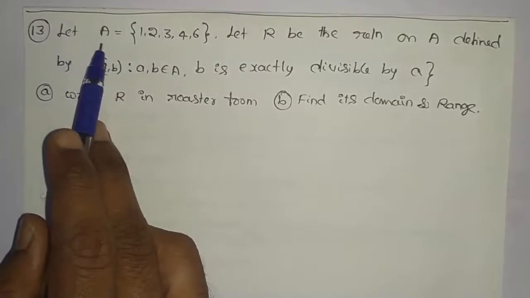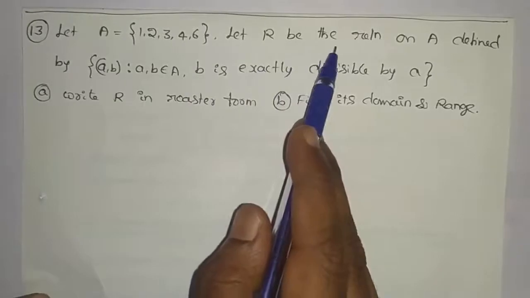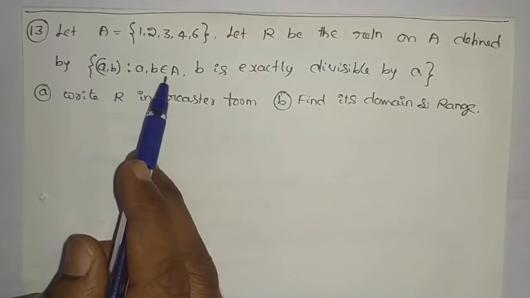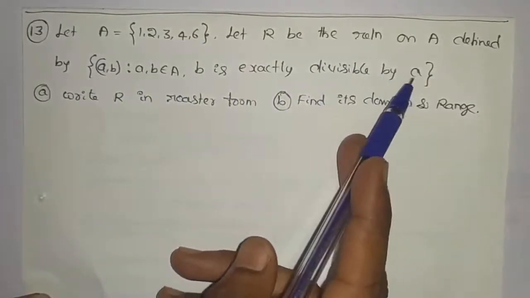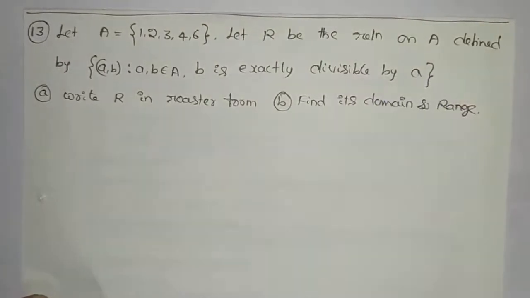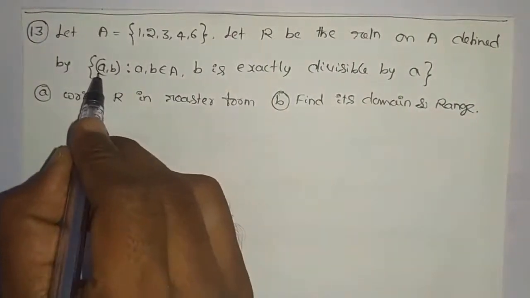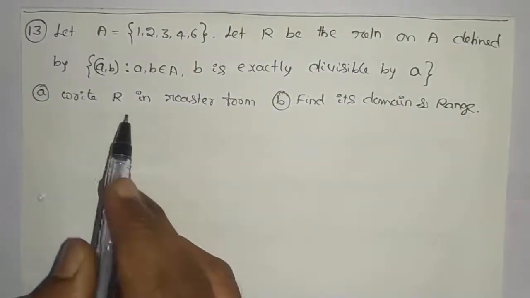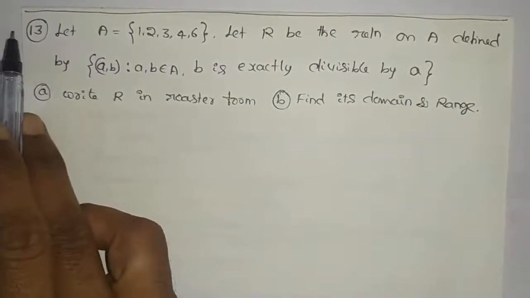Here we have the problem: let A equals {1, 2, 3, 4, 6}, let R be the relation on the set A defined by (a, b) such that (a, b) belongs to the set A, b is exactly divisible by a. That means the second number is exactly divisible by a. Sub questions are there: write R in roster form, find its domain and range. It is a problem very similar to the 12th one.